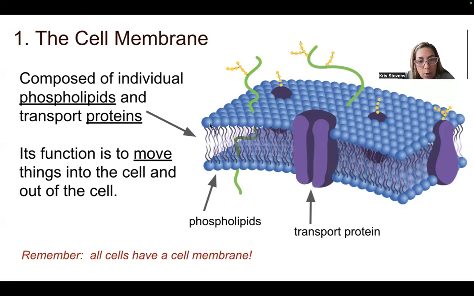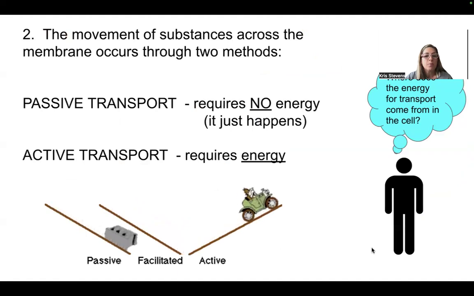So all these are the polar heads, the non-polar fatty acid tails. This is a transport protein. You must be able to identify that. So the function is to move things in and out of the cell. What kind of cells have cell membranes? All cells. The movement of substances across the cell membrane is done by two methods.